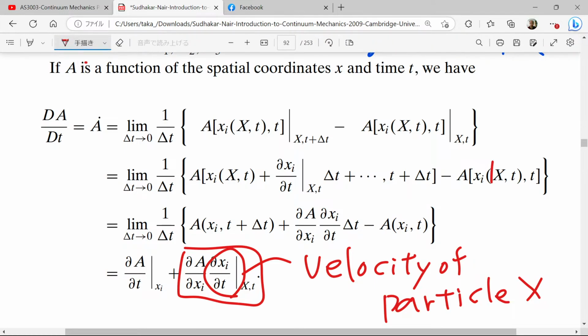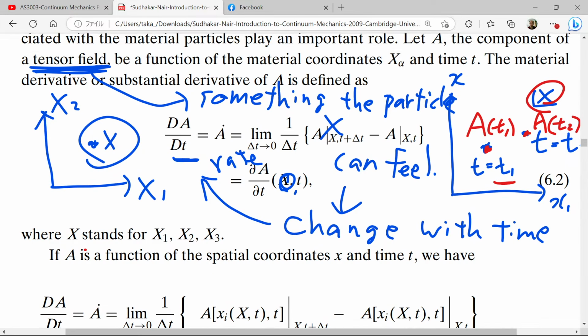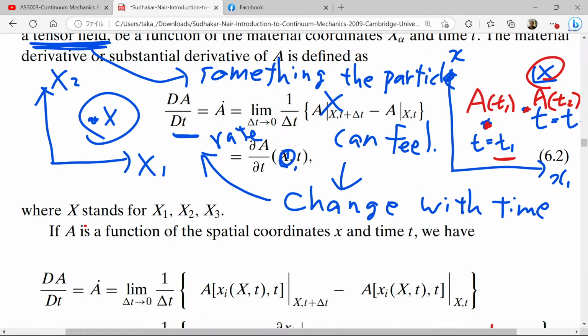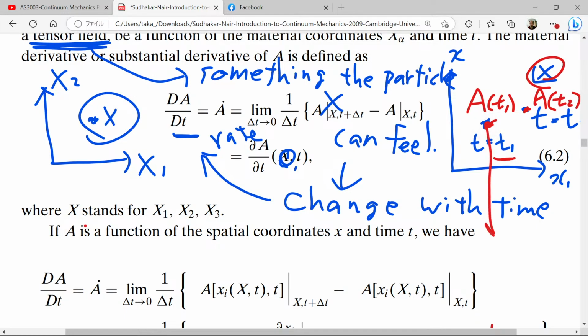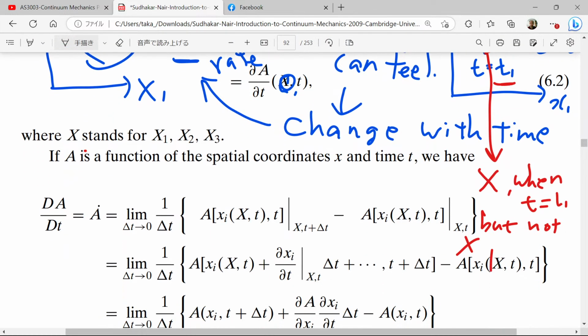I think you understand this. See, this particle is X when t equals t1, but it is not X anymore when t equals t2, right?